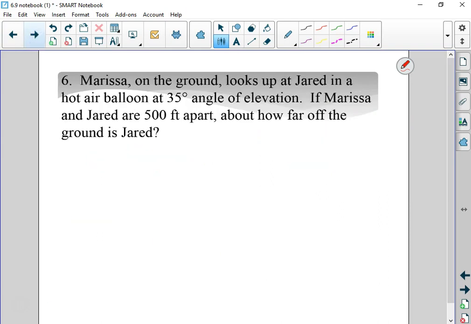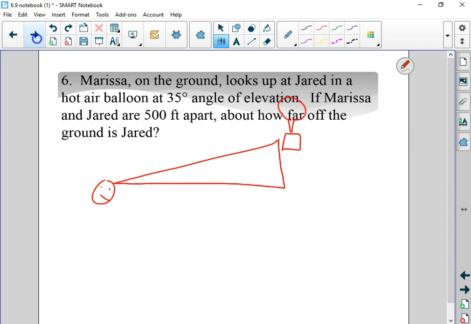And last but not least, Marissa's on the ground. Marissa. She's looking up at Jared in a hot air balloon. Angle of elevation is 35 degrees. If Marissa and Jared are 500 feet apart, so if you do a straight line, that's up here, 500 feet, how far off the ground is Jared?